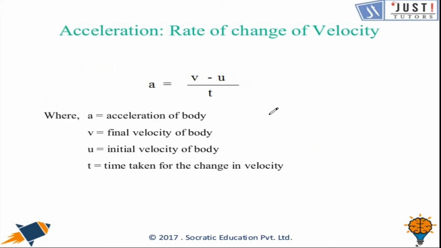Acceleration. This is what we call the rate of change of velocity, which we have discussed in the last video as well. Let's revise its definition. Acceleration of a body is defined as the rate of change of its velocity with time. And if we remember, the SI unit of acceleration is meter per second square. Let me write it for you. Meter per second square. And the formula is a is equal to v minus u over t, where a is acceleration, v is final velocity, u is initial velocity, and t is the time taken for change in velocity.